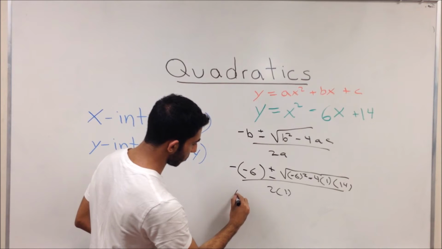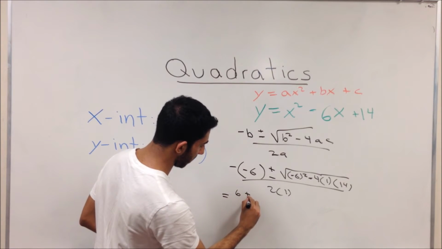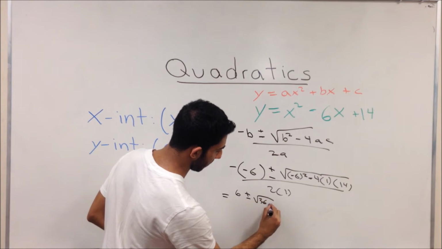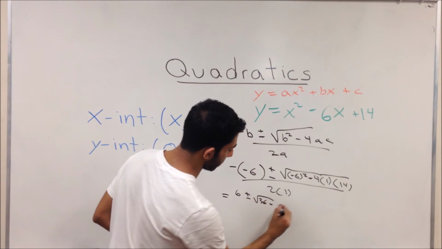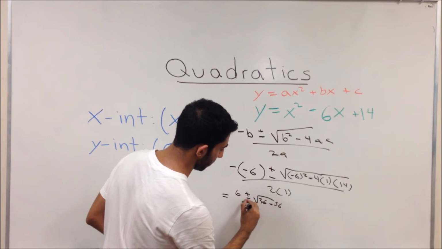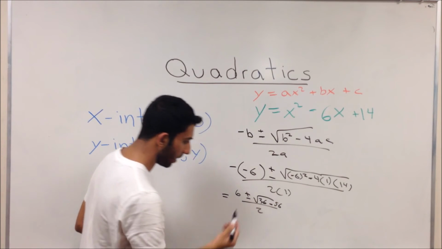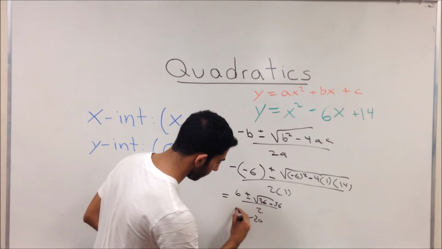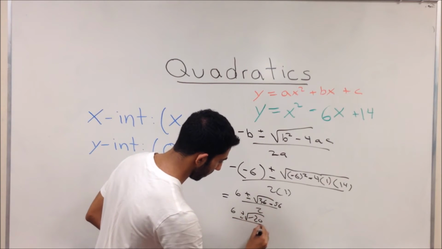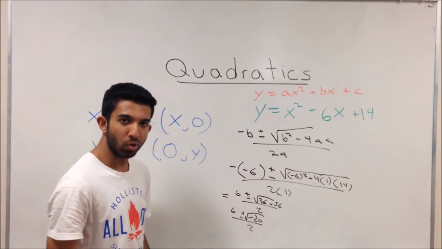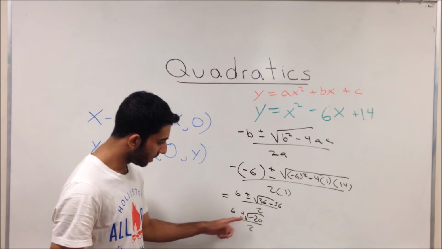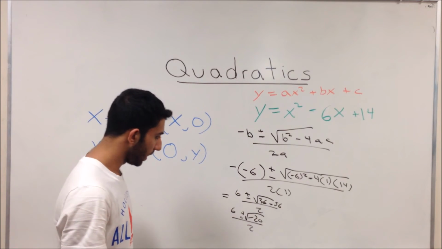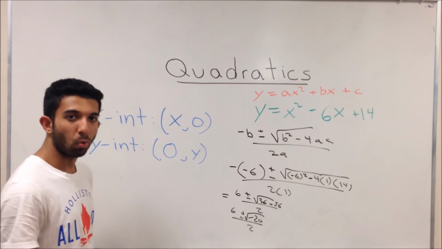Negative to negative will get you a positive 6 plus or minus 36 minus 4 times 14, which is 56, all over 2. 36 minus 56 is negative 20. You can't take the square root of negative 20, so this tells you that there are no x-intercepts for this problem. Now I'll be teaching you how to solve for the y-intercept.